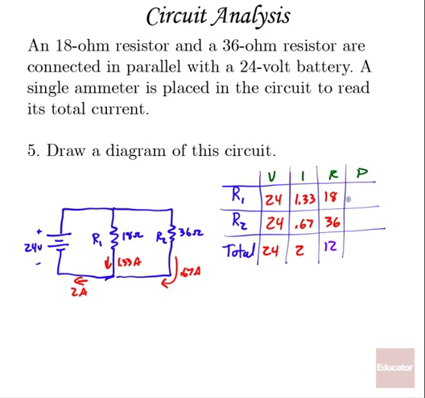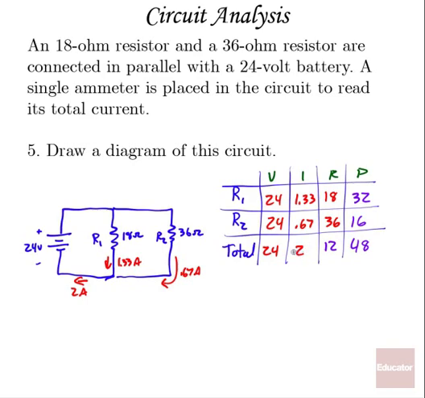And while we're here, we could calculate the powers too. Power equals V times I. 24 times 4/3 is going to give us 32 watts. 24 times 2/3 is going to give us 16 watts. And 24 times 2 will give us 48 watts, or we could have just added up the powers through each resistor. So now that we've got this VERP table, we can answer any of the other questions that are going to come up.